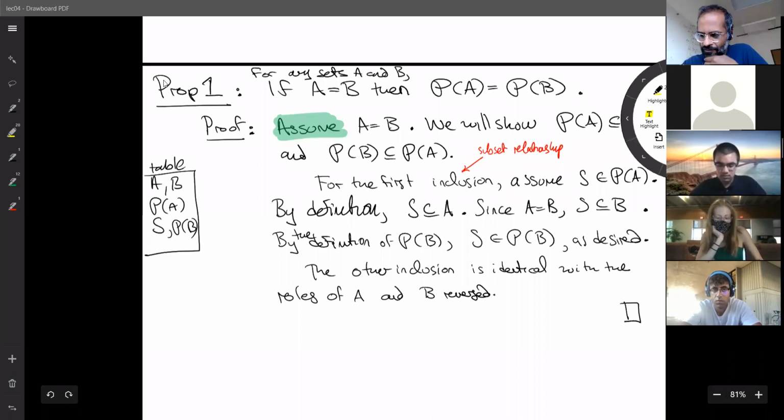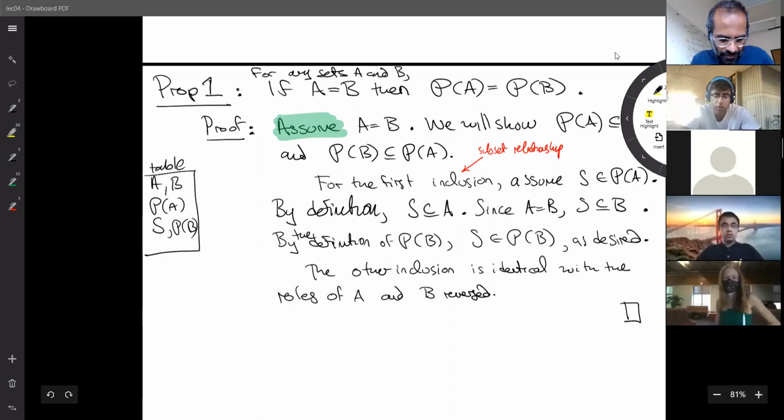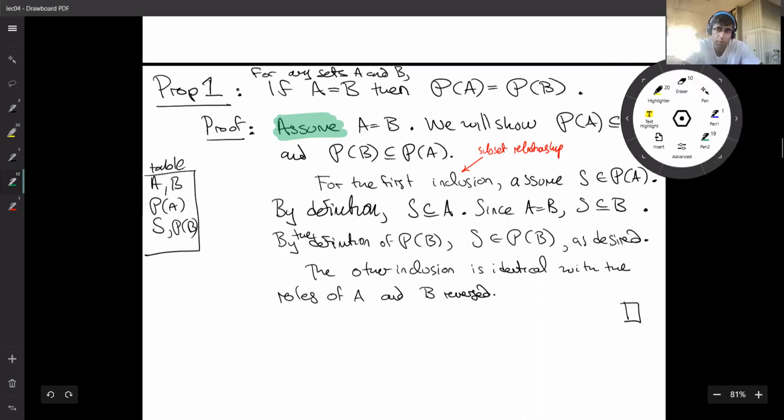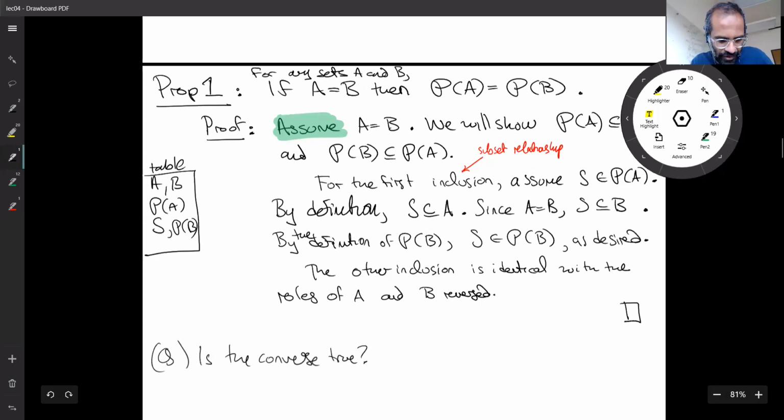Any questions about the proof? I had a question. Yes. Would this statement go the other way as well? Could we say that if the power set of A equals the power set of B, then A equals B? Great question. I'll come to that in a moment. So the question is, is the converse true? We'll examine that in a moment.